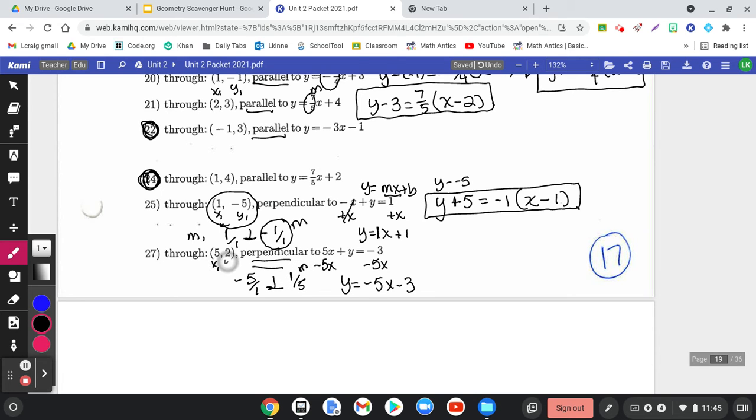Here's our point, our x1, y1. So it's time to write it. Y minus the y value in your point, 2, equals your slope, which is now 1/5, times x minus the x value in your point.